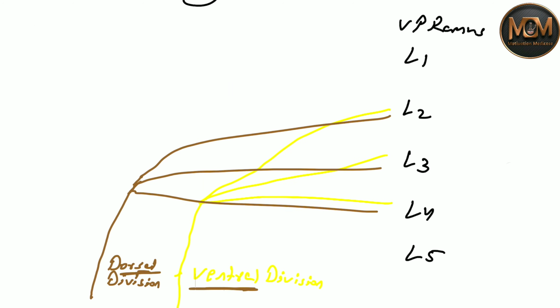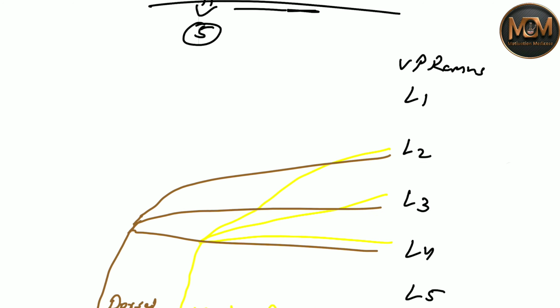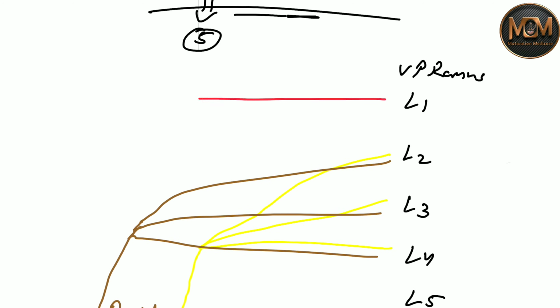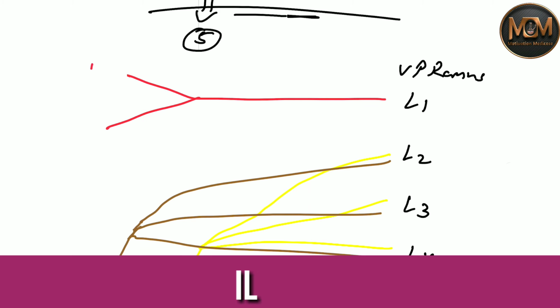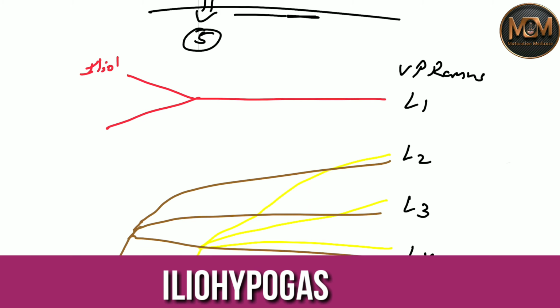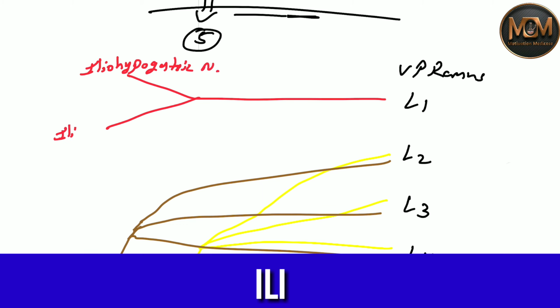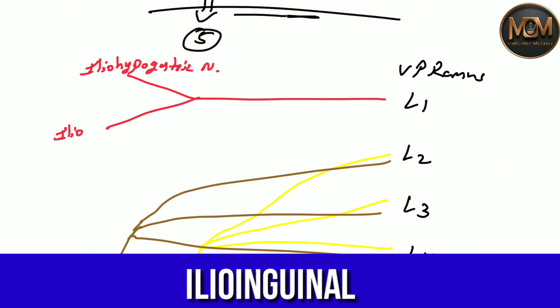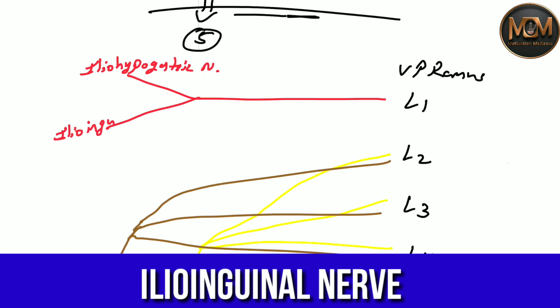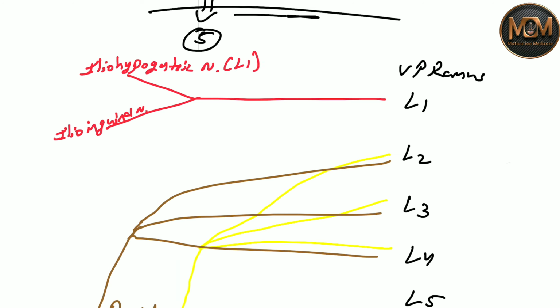Now after this, L1 will give two branches. The above one is the iliohypogastric nerve, and the below one is the ilioinguinal nerve, and both will have a root value of L1.